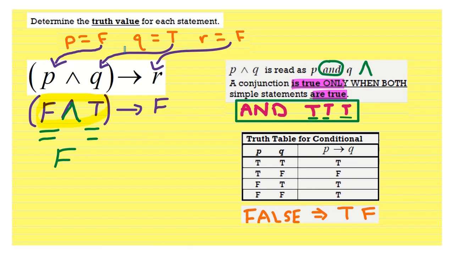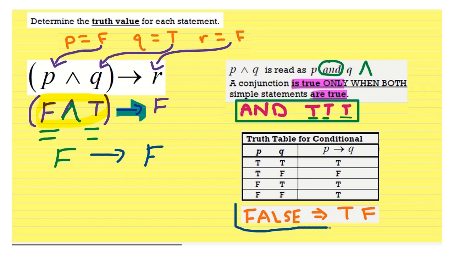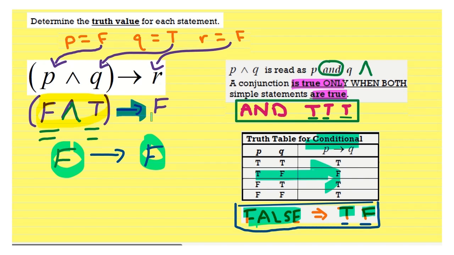Okay? And now we're going to look at the conditional statement. So if F, then F. If F, then F. The cheat sheet for this is that conditional statements, which use the symbol with the single-sided arrow, will be false if we have true and false. Okay, so do I have true and false? No.